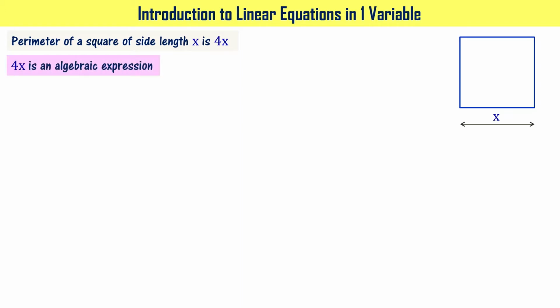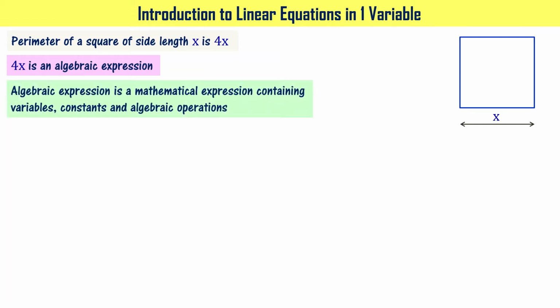I say that 4x is an algebraic expression. Why am I saying it? Algebraic expression is defined as follows. An algebraic expression is a mathematical expression containing variables, constants, and algebraic operations. In this particular case, x is a variable, right? And 4 is a constant. And the algebraic operation is multiplication, right? 4 times x is your perimeter of the square of side length x, right?